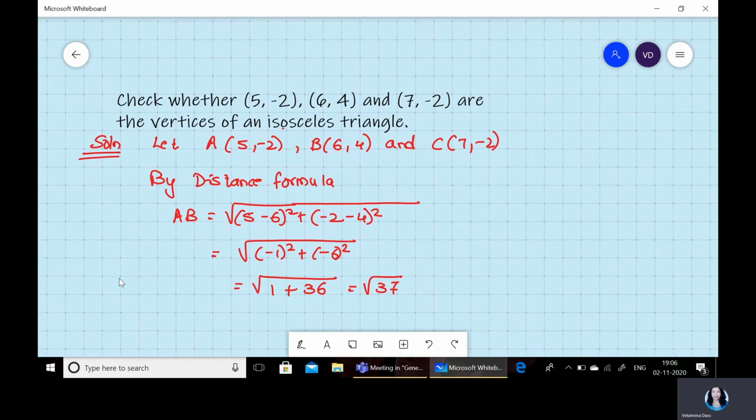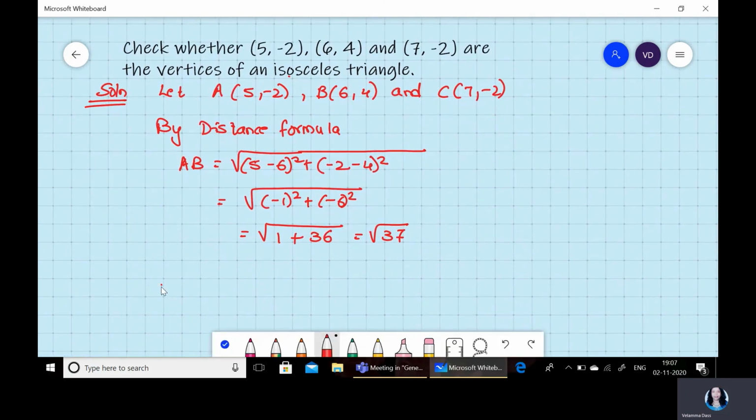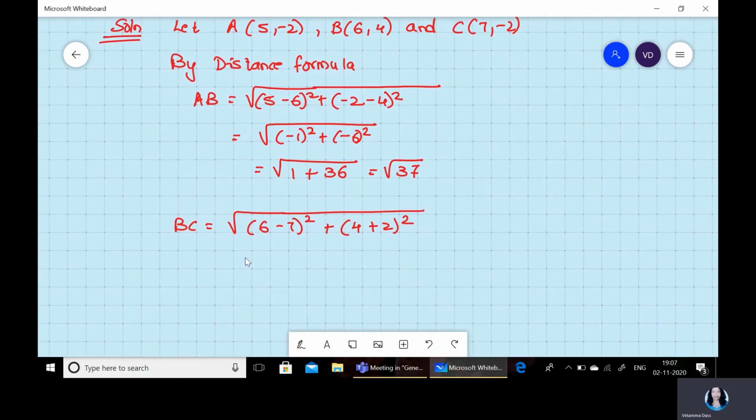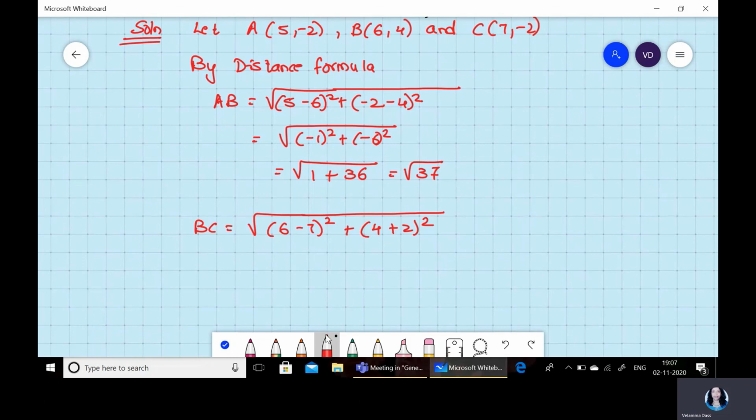Let's find out what is BC. So we find BC, that is square root of, again, square of difference of abscissa plus square of difference of ordinate. So here we have 6 minus 7 the whole square plus 4. Here we have minus, so minus of minus will become plus 2 the whole square. So here we have 6 minus 7 is nothing but minus 1 the whole square, plus 4 plus 2 is 6 square. So here we are getting 1 square plus 36. So again root 37 units we are getting.